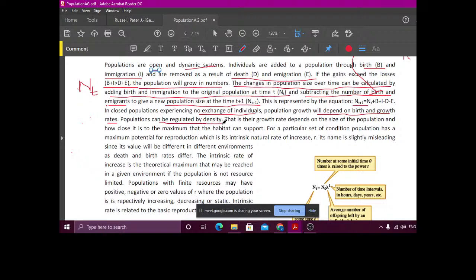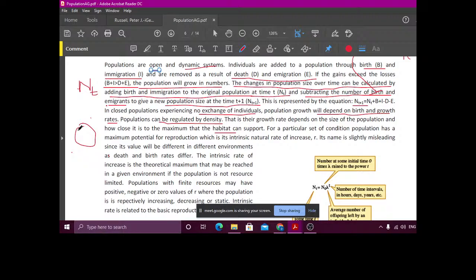Population can be regulated by density. If the density of a population increases a lot, then what happens? Then the population growth goes down. That is, the growth rate depends on the size of the population and how close it is to the maximum that the habitat can support. So in a particular area and habitat, there is a maximum number of individuals which this area can support.